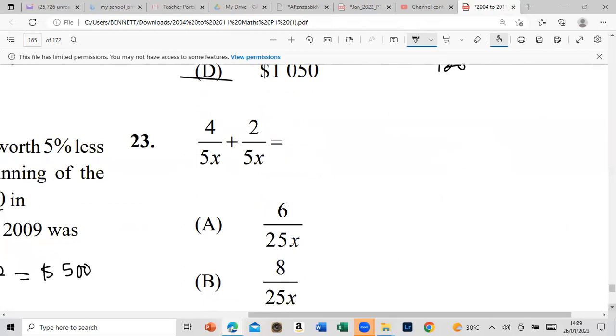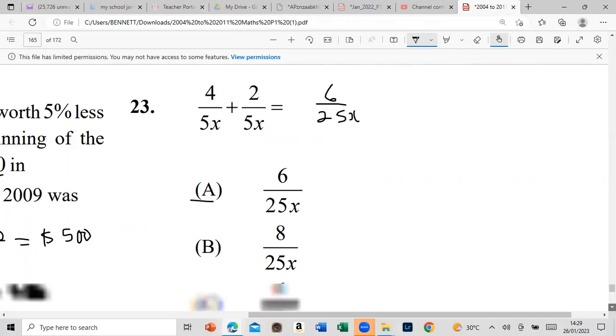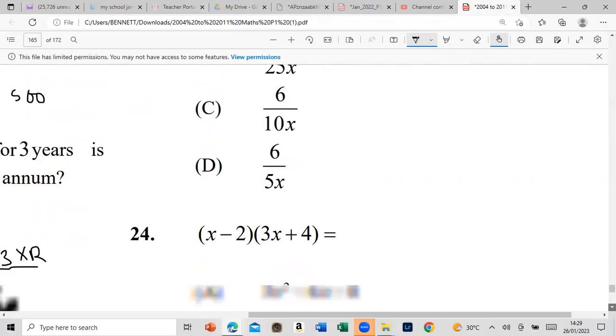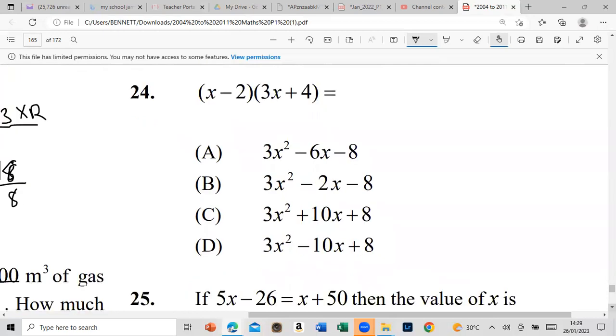Number 4 says 4 over 5x plus that is equal to, well, we have the same denominator. So we just 6 over, I don't see that answer there. Oh, see here. I'm trying to scroll down. Alright, let's go. Expand that, guys, and tell me what you guys get for the answer. Is it A? Is it B? Is it C? Let's go. Come on, guys. Let's go, man. That's the answer.